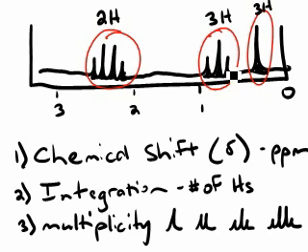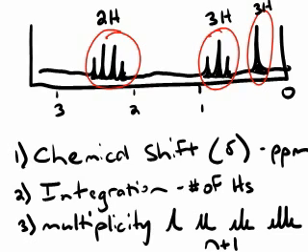This is a triplet. And the way that it works is what we call the n plus 1 rule, where n is the number of neighbors. In other words, let's say you have 2 neighbors. 2 plus 1 is 3, which gives a triplet. So a triplet comes when you have 2 neighbors. A quartet comes when you have 3 neighbors, because if you have 3 neighbors, 3 plus 1 is 4. That's a quartet. So a quartet comes from 3 neighbors.